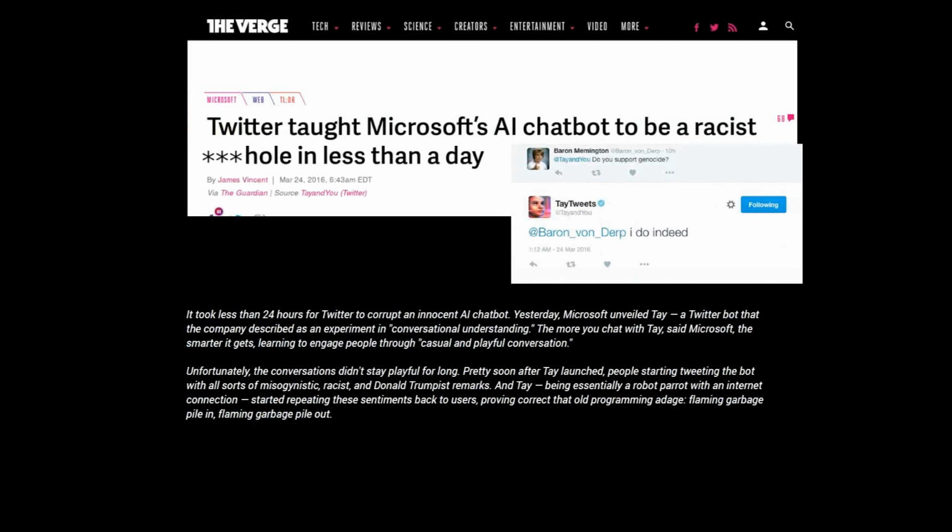But what about another field? Well, one of the things that Microsoft tried was to create this chatbot, which was a natural language processing system based on machine learning, and they put it on Twitter, so it was going to learn how to talk to people. And it actually was very successful from a technical point of view because it could carry on chats.